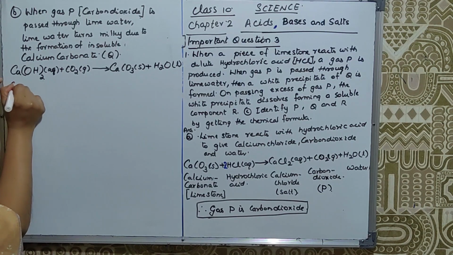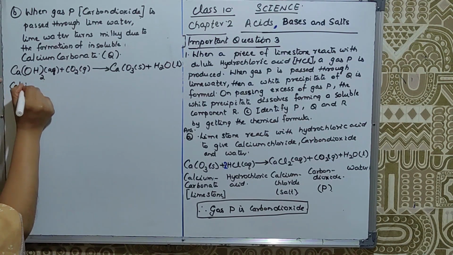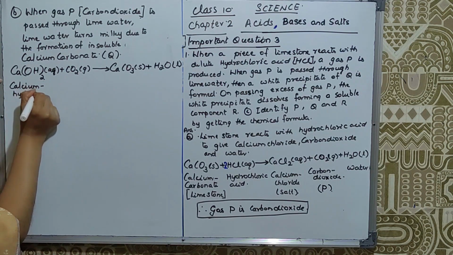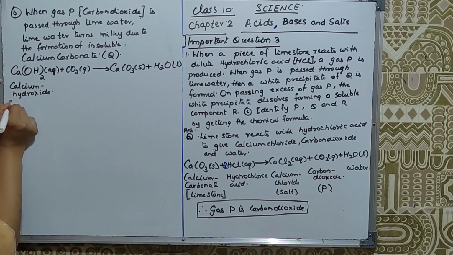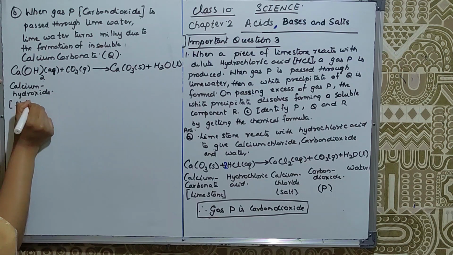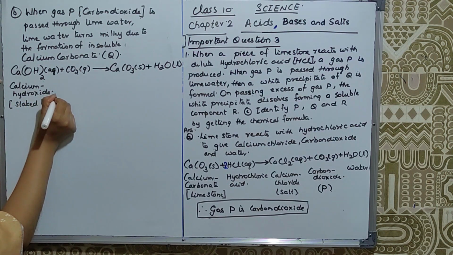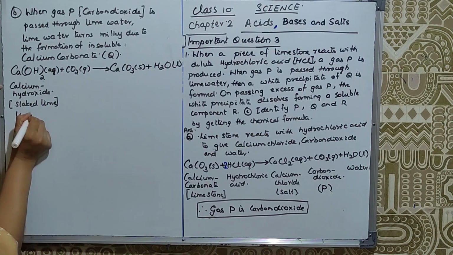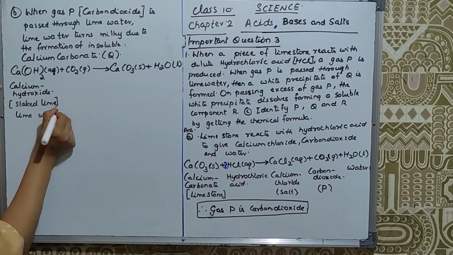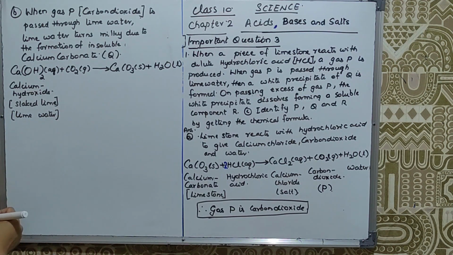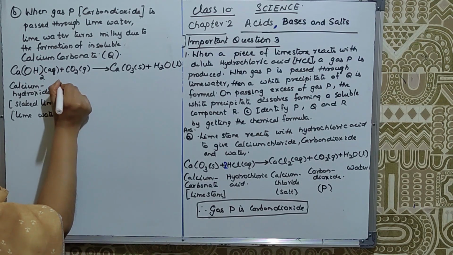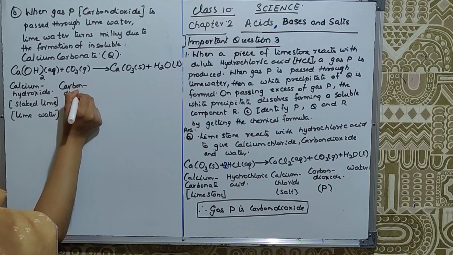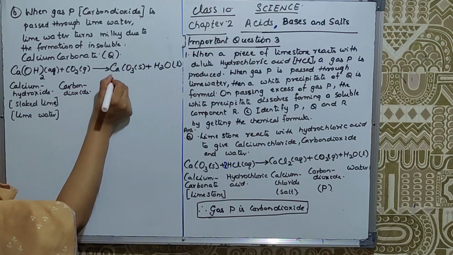So here it is calcium hydroxide. Calcium hydroxide's common name is slaked lime, but it is also called lime water. So the lime water formula and the slaked lime formula are the same, calcium hydroxide. Now it will react with carbon dioxide gas to give calcium carbonate.